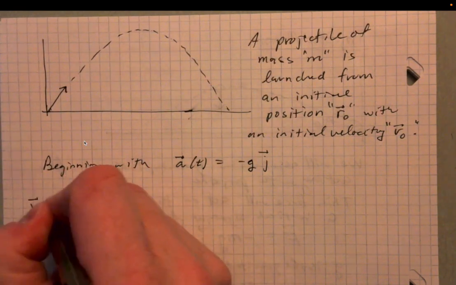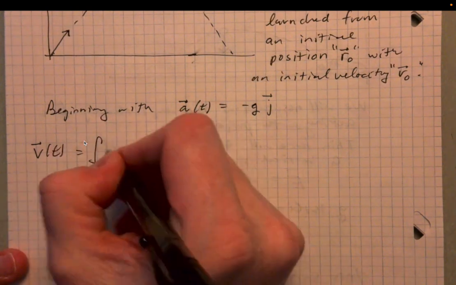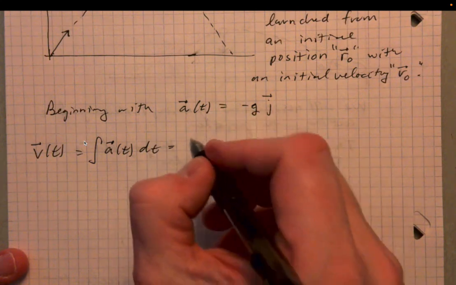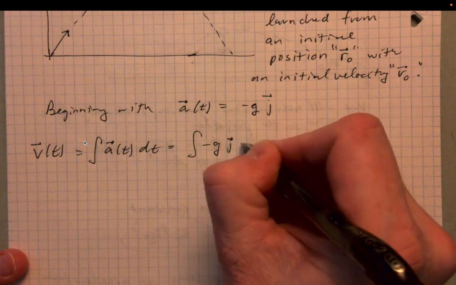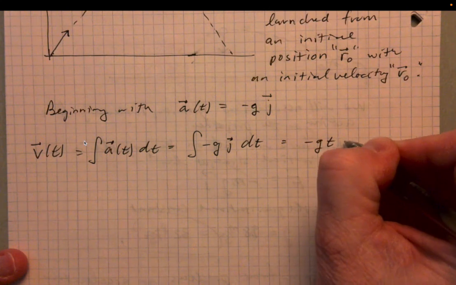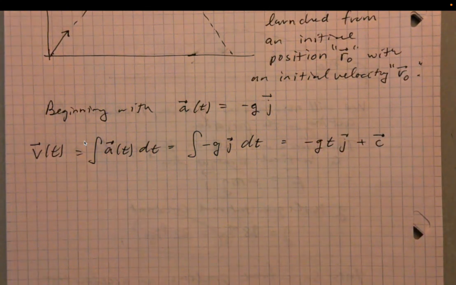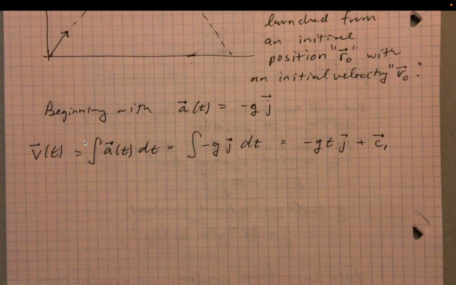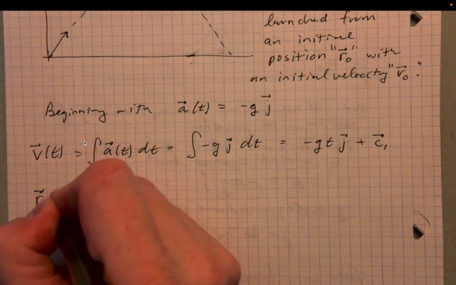And so velocity, we know, is just the integral of acceleration. We can integrate this. That's going to be equal to the integral of negative g times the j vector dt. And so what do we get? We get negative gt times the j vector plus some constant, and we'll call this c1. We're going to derive a couple of constants here. And we can integrate this further to get the position.